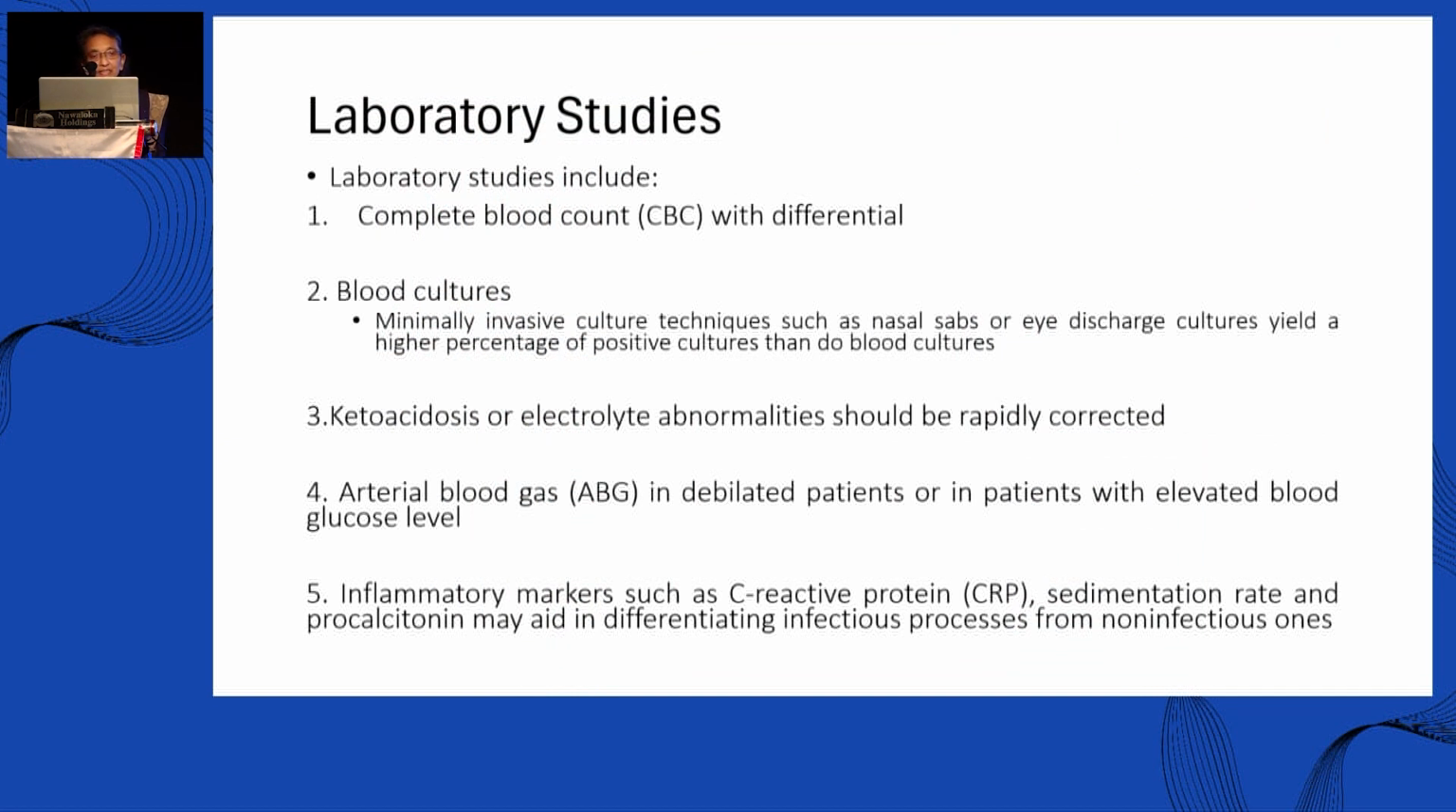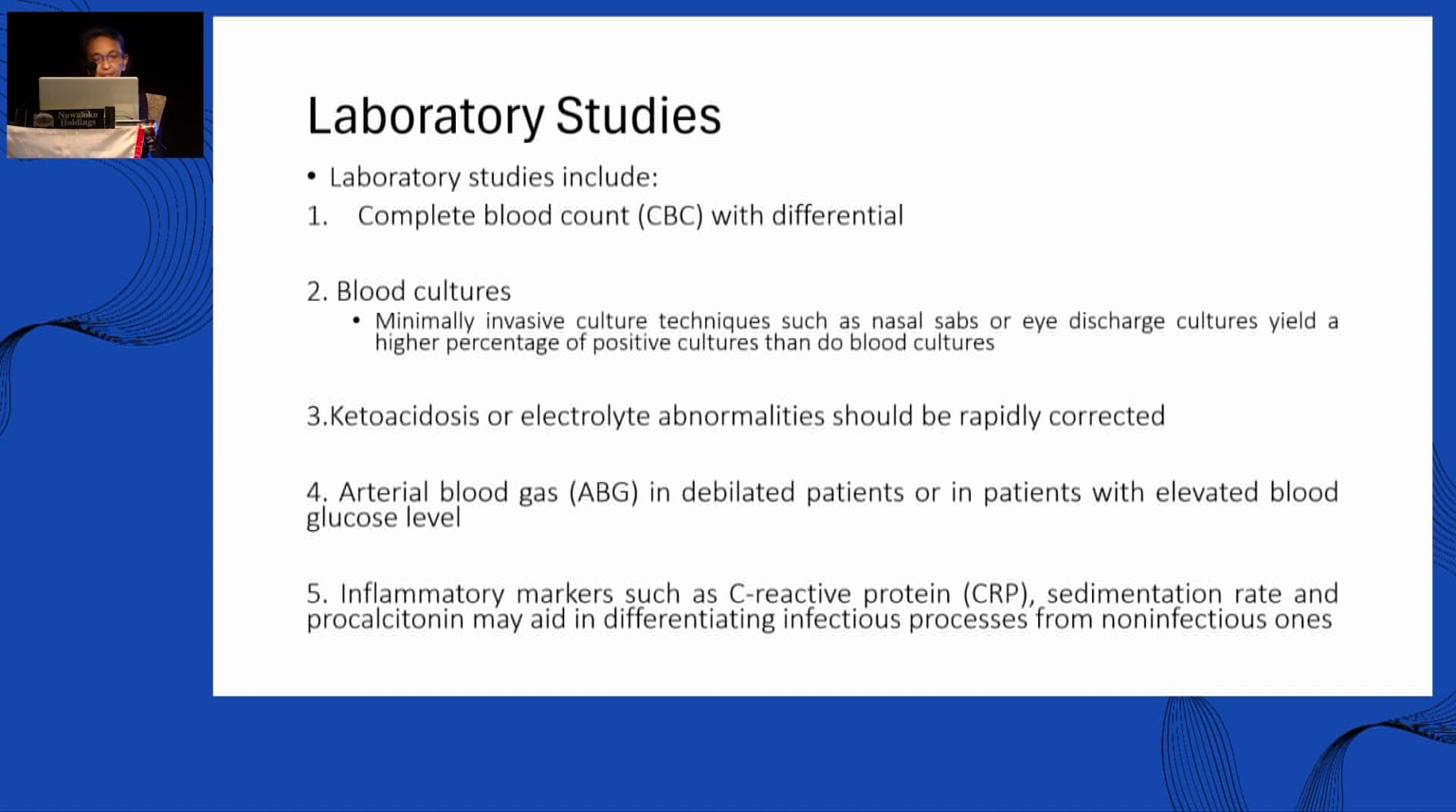So, thinking about the investigation, once orbital cellulitis is diagnosed, don't wait to get the blood count and blood cultures, because the important thing is to start the treatment with IV antibiotics, and then go for the rest of the blood counts. The white cell count will of course be high, but blood cultures are not really necessary. Generally, we don't get positive cultures all the time. But minimally invasive culture techniques like nasal swabs or eye discharge cultures can give positive results.